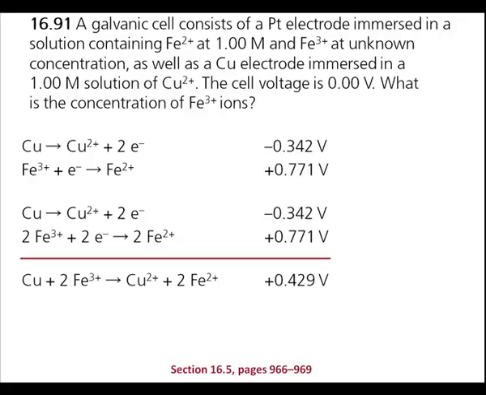Now I know I have these reactions oriented correctly because the question says that this is a galvanic cell, and galvanic cells always have positive standard potentials.